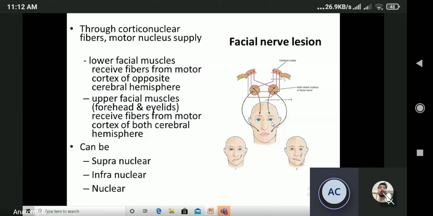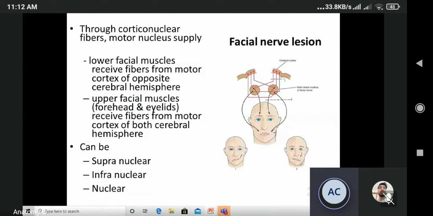Now this is the cortex, and this is the nucleus. Here you can see the fibers from one side. This is the cerebral cortex of the left side here. You can see the fibers for the lower facial muscles. The lower facial muscles receive the fibers from the motor cortex of the opposite side, isn't it? So they receive the fibers from the opposite side of the cortex. You can see the crossing of the fibers here in this figure, to supply the muscles of the lower part of the face.